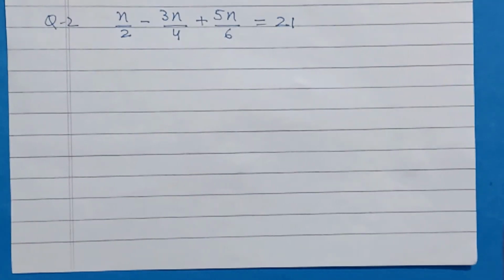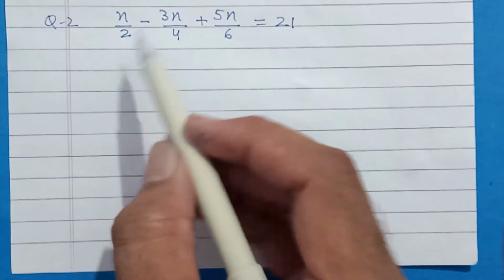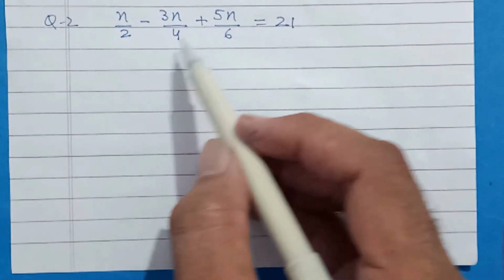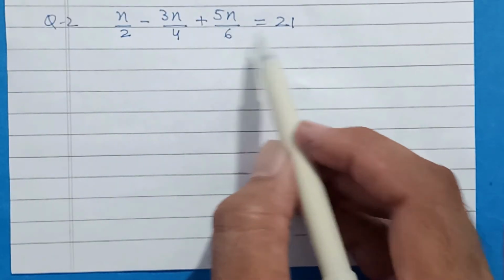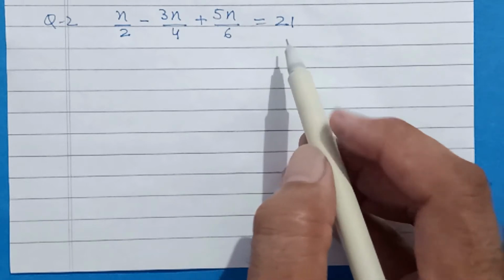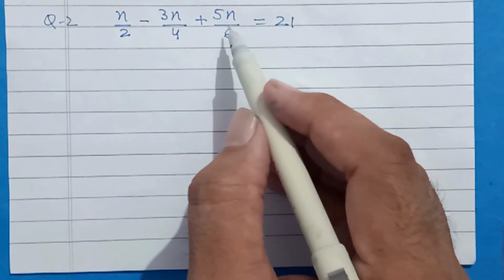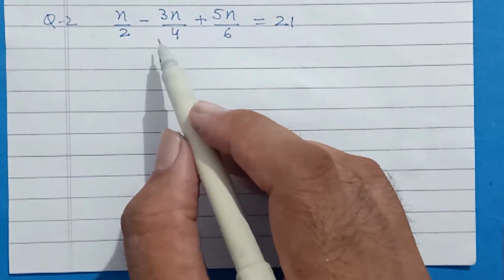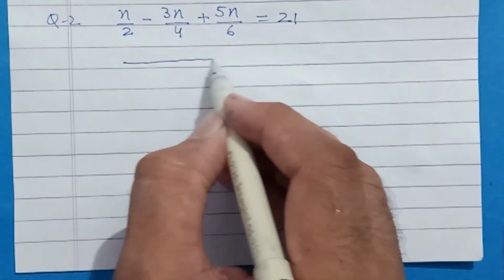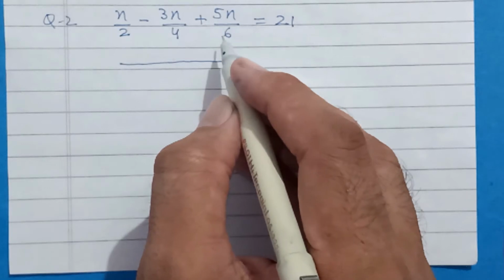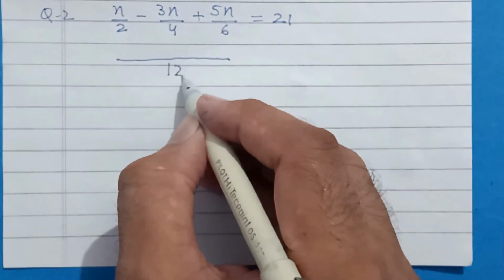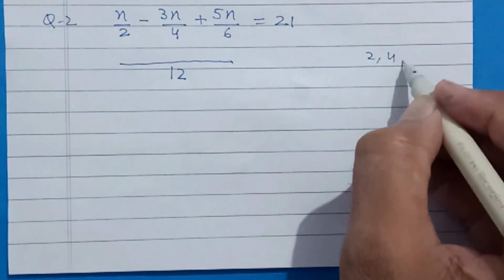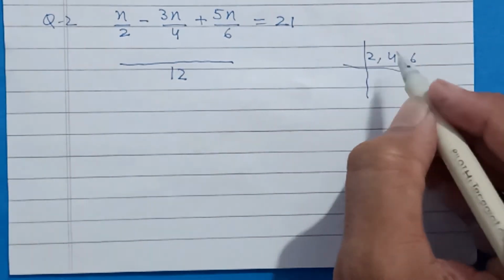Question number 2. It is n upon 2 minus 3n upon 4 plus 5n upon 6 is equal to 21. Now in this equation, the variable is n and all the variables are already on the left hand side. So we will directly take the LCM. LCM of 2, 4 and 6 is 12. 2, 4, 6. Take LCM.